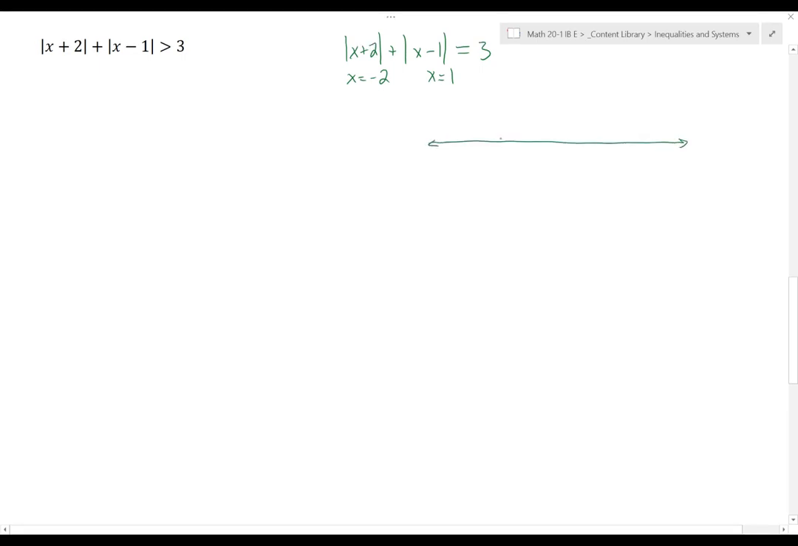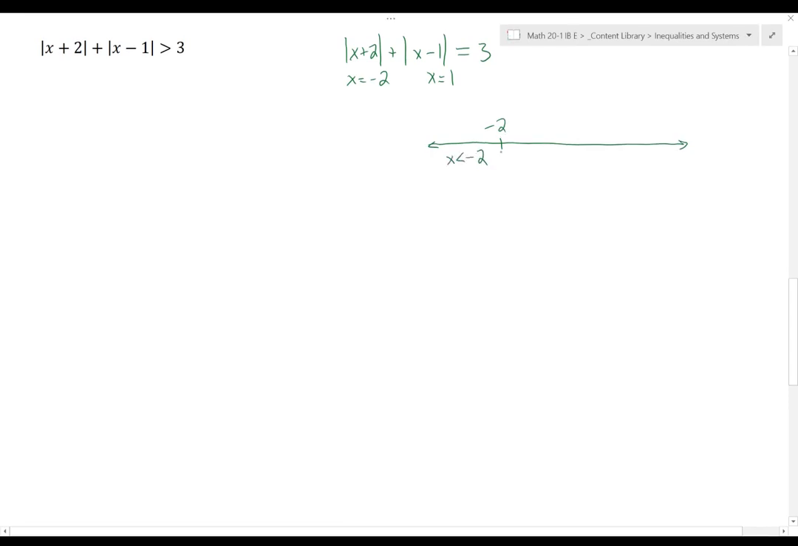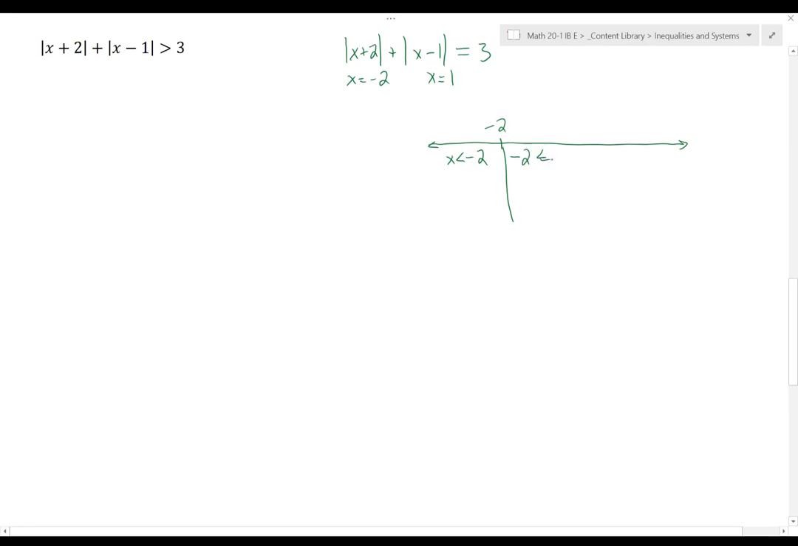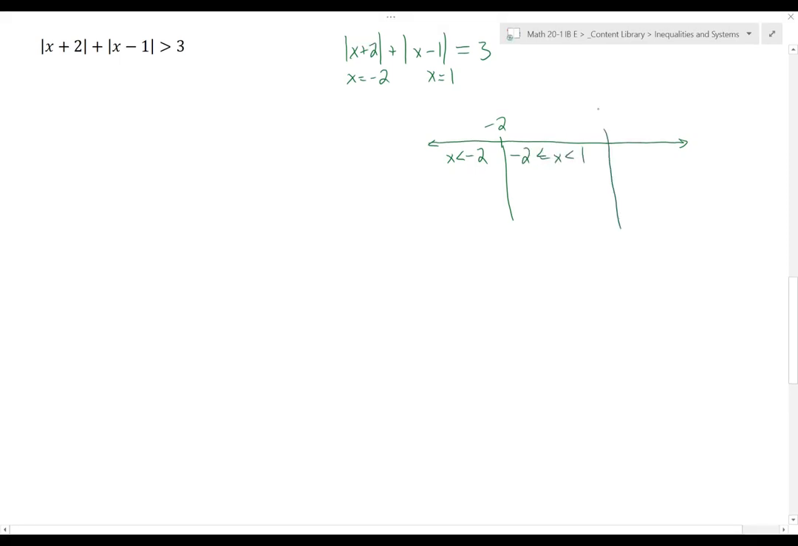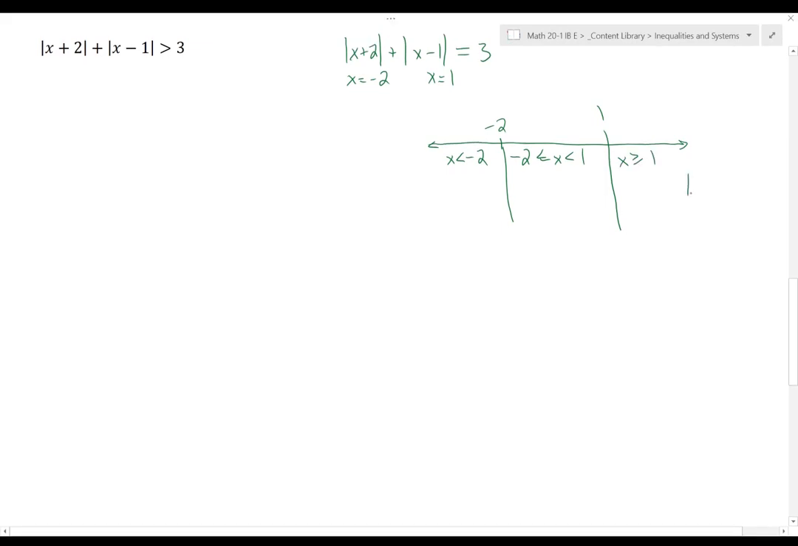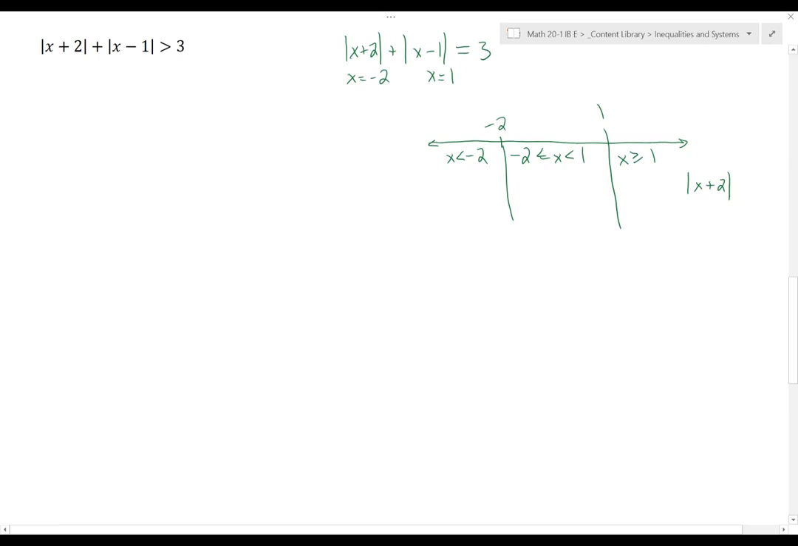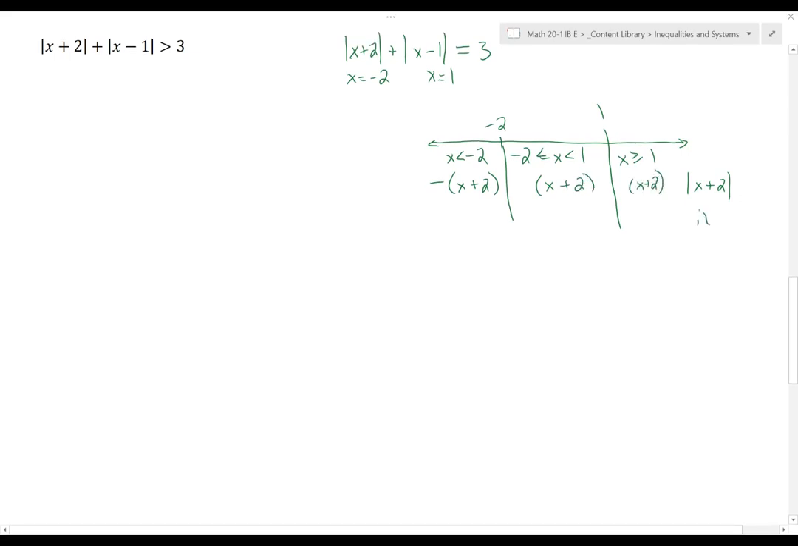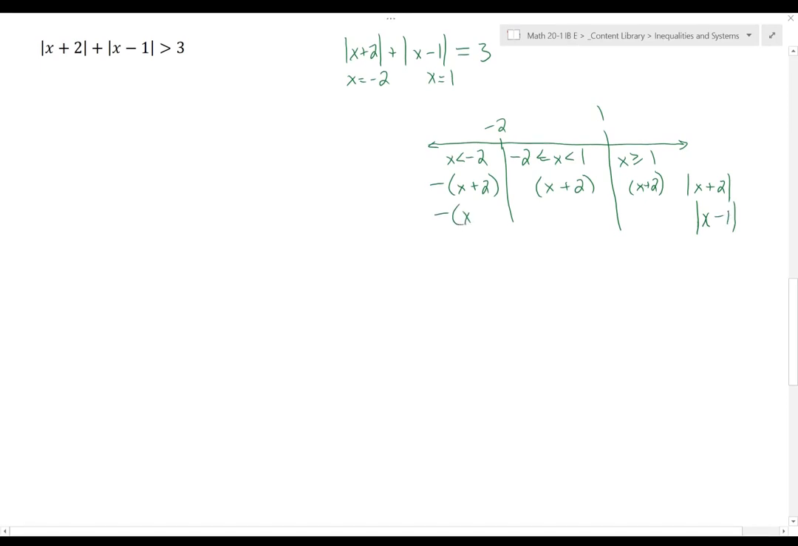So I've got three regions here again. x is less than -2. x is greater than or equal to -2, but still less than 1. And x is greater than or equal to 1. So for the absolute value of x plus 2, it's going to be the opposite if x is less than -2. And it's just going to be x plus 2 for the other two regions. And for the absolute value of x minus 1, it's going to be the opposite for anything less than 1. So that's the first two regions.